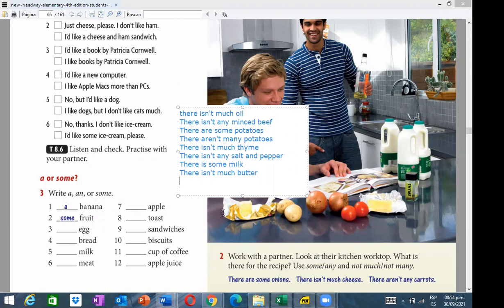Continue, please, class. What do we need? What can you see? What's this? There are 2 tomatoes.